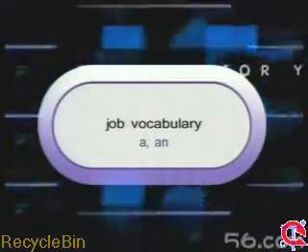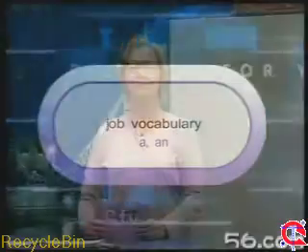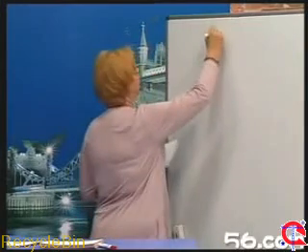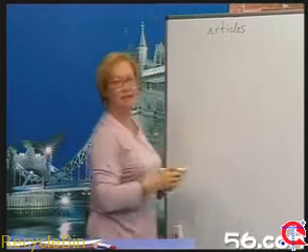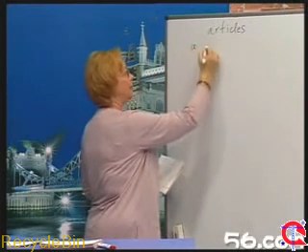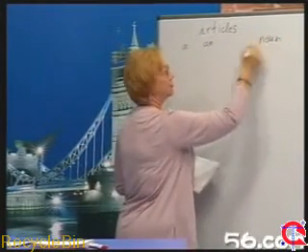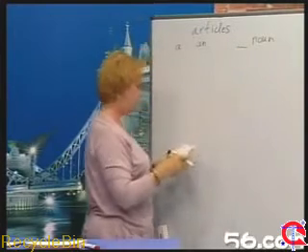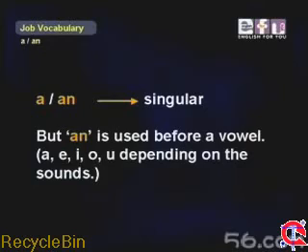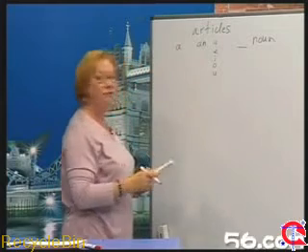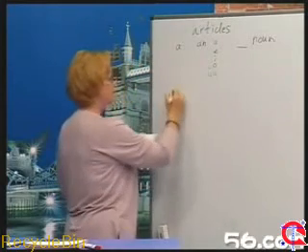Job vocabulary. All right. Now we're going to talk about articles. Articles. This is the name of small words. Today we're going to talk about a and an. They go before a noun. Right here. A or an. Now, usually a is used before a noun, but an is used before a, e, i, o, u, depending on the sound. Now, we'll look at some examples.